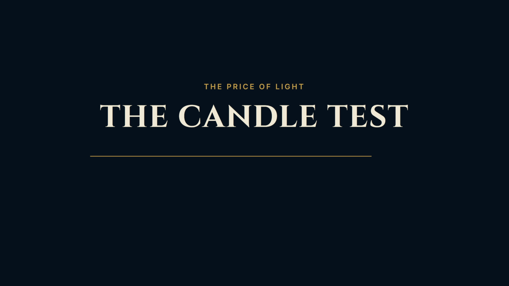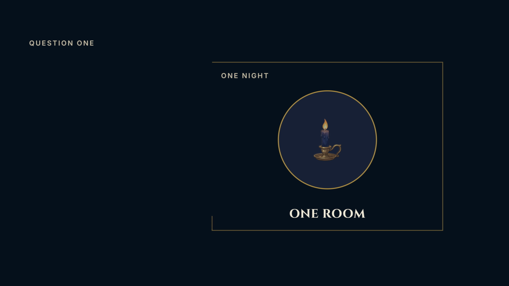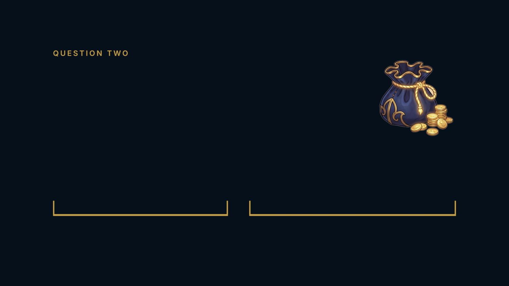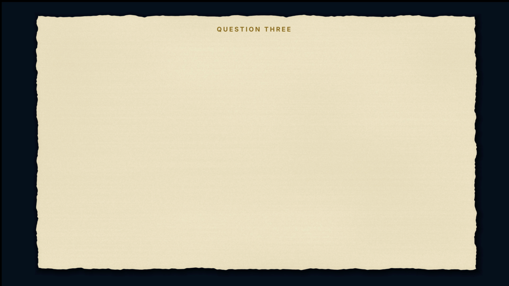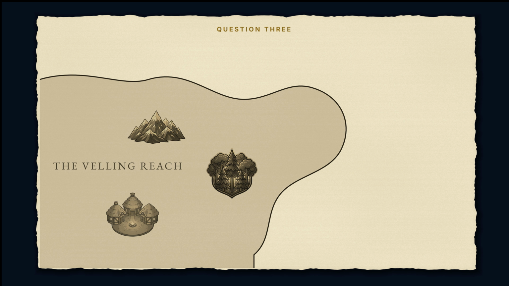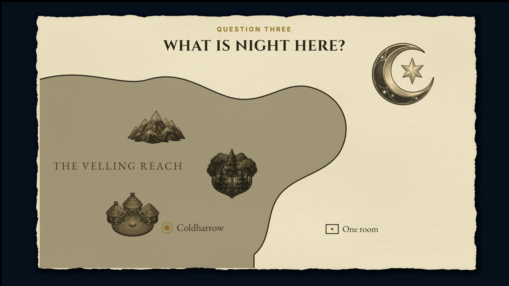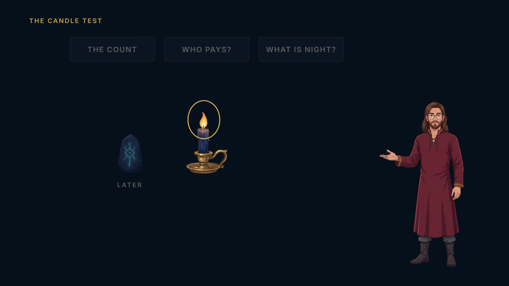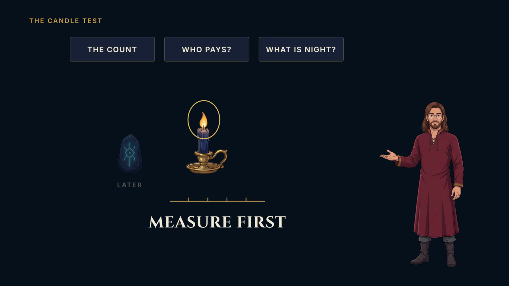That price is what the candle test is built on, and the test is 3 questions asked in order. Question 1 starts with a count. Take one room on one night in your world and count the hours of light burning in it. Question 2 is 2 words long and needs you to figure out who pays. Question 3 gets answered once for the whole world rather than once per room, because it asks what night actually is in the place your story happens. We'll run all 3 on Wick and Flame first, because the numbers have to exist before the questions mean anything.